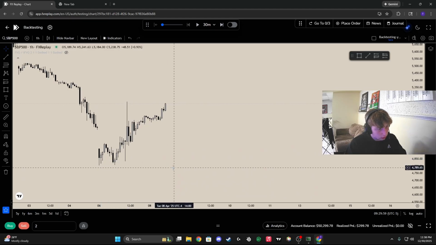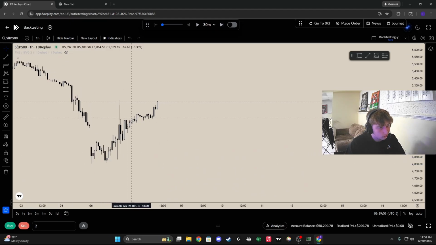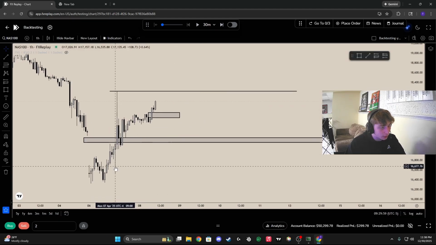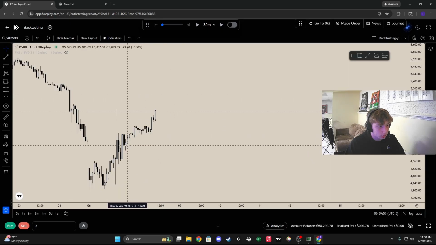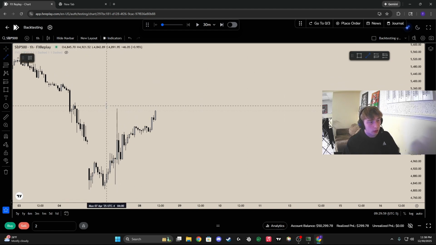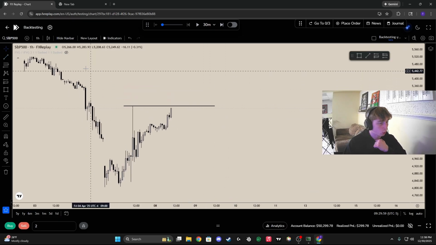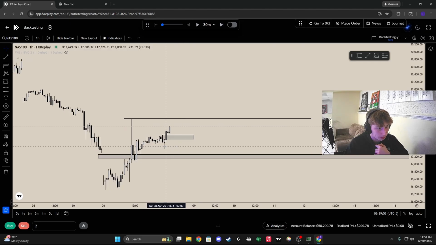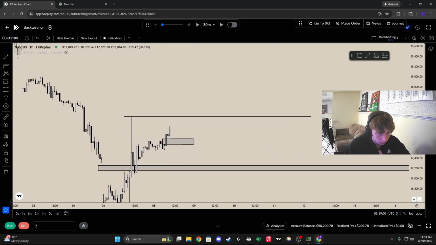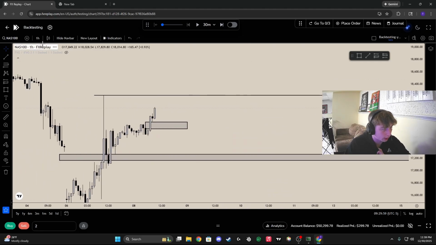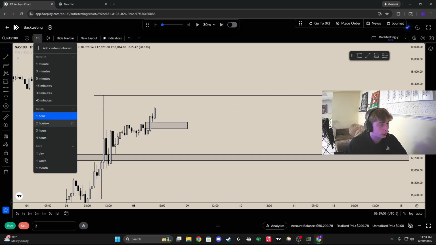I'm not seeing anything too prominent in terms of SMTs. Nothing that's jumping out. The only thing that really jumps out is ES is literally about to hit this high. So, we just got to be careful of that. Other than that, we don't really have too many clear SMTs.